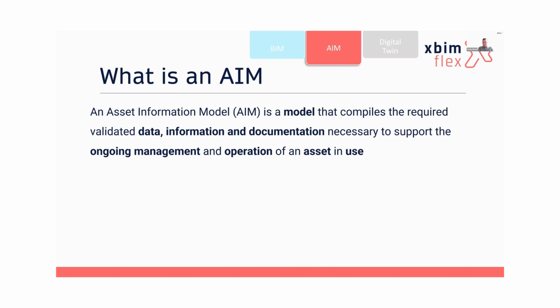So I'm going to move on to AIM, asset information models. And really, this is about compiling all the required and validated data that you might need, information, documentation, and so on, to support ongoing management and operation of an asset in its use. So this is for a client. Typically, a client wants an asset information model or a set of them. They've got lots of buildings.